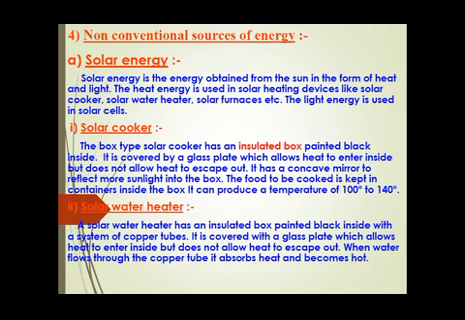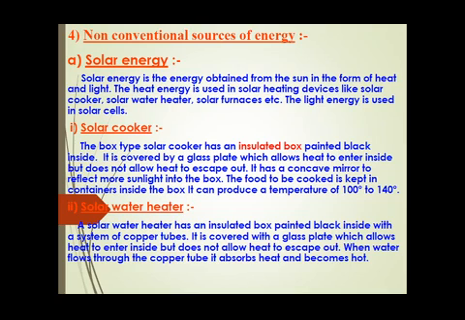What is solar energy? As the name itself indicates, the solar energy is obtained from the sun in the form of heat and light. Whatever heat of the sun we are receiving on earth, or whatever light we are receiving on earth, it can be used. So how can it be used? The heat energy is used in solar heating devices like solar cooker, solar water heater, solar furnaces, etc. The light energy is used in solar cells.